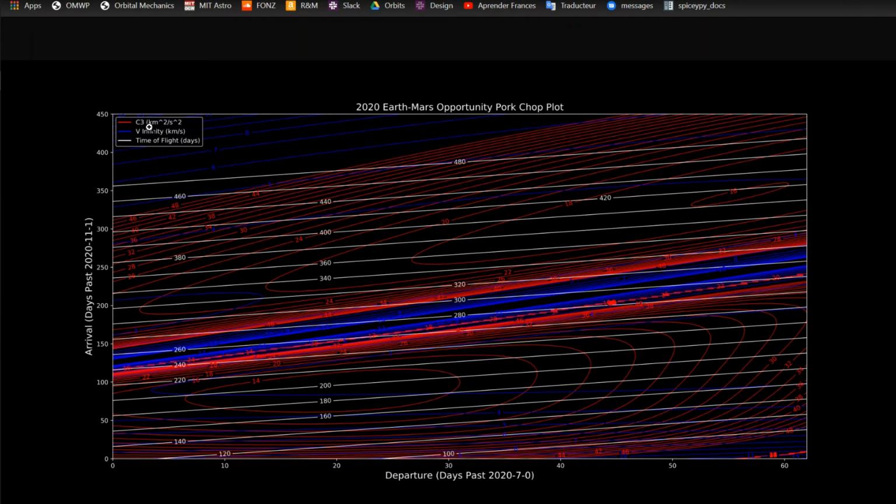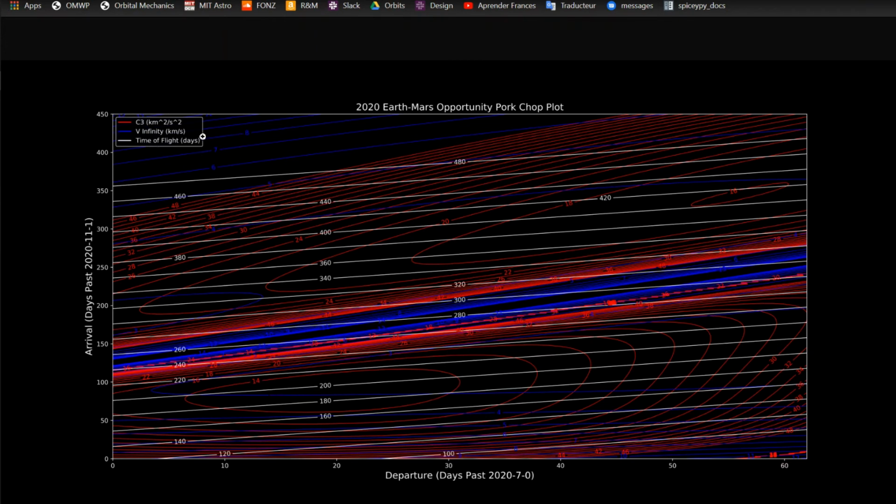And the red is C3, which is just your escape velocity squared, or the velocity you have on top of your escape velocity, squared. So how much excess velocity you need in order to escape Earth's gravity, and you square that number. I'm not sure why it's squared, but that's just a convention, and it's called C3. So that's all the red lines, and you're looking for the ones that are the least. Here you see 14, 16, 18, so it's rising up here. You want to stay around the 14 to find the least delta V. I'm explaining how to find the least delta V trajectory.